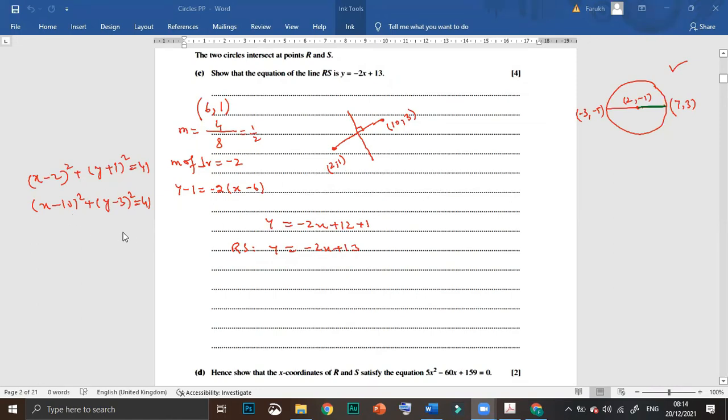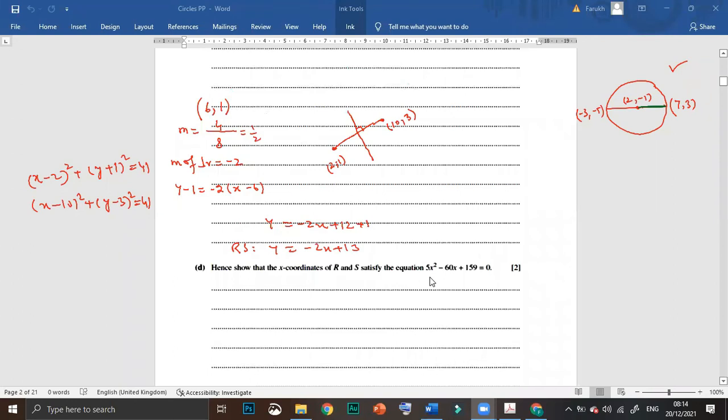Sir, the D part will be like this, right? RS is the line; if we intersect R and S with one of the equations of the circle, then we will get this equation in part D. We will put this value of y into one of the equations of the circle.